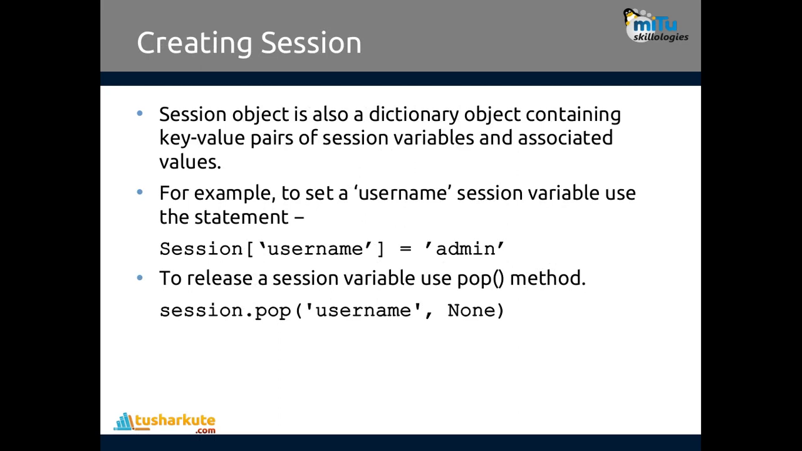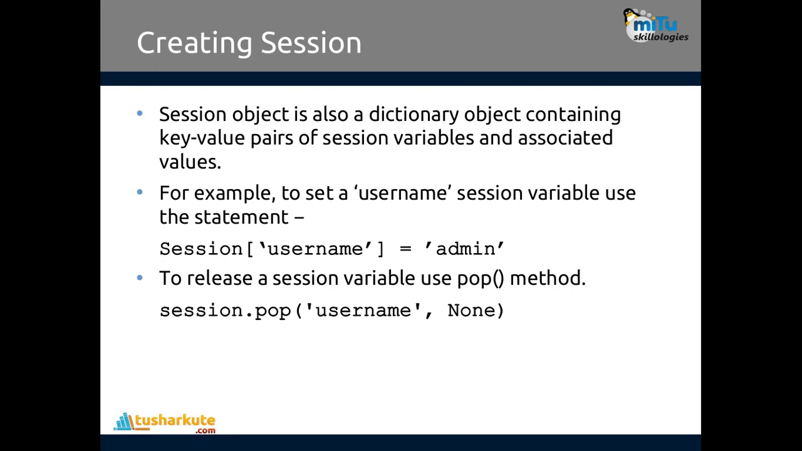As I told, session object is a dictionary object containing key value pairs of session variables and associated values. For example, if you want to set the username session variable, we can use a statement like session of username in square brackets is equal to admin. So admin is the username which is stored inside the session object. If you want to release the session variable, we can use the pop method for that, session.pop of username. In this way, the information inside the session can be stored and we can get that information out of the session with the help of the pop method of the session class.